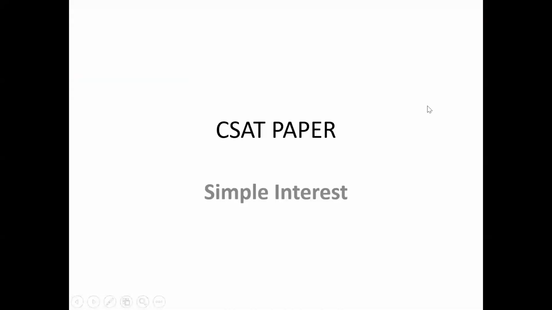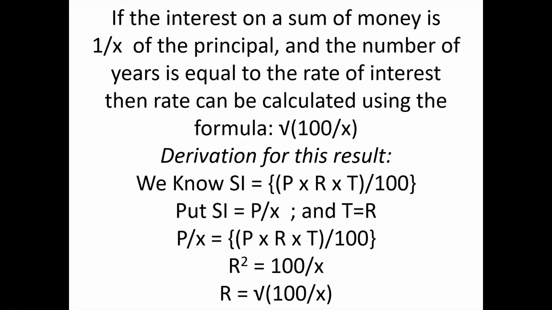Okay. So I think everyone has a basic idea regarding simple interest. I want to give a basic definition. If the interest on a sum of money is 1 by x of the principal and the number of years is equal to the rate of interest, then the rate can be calculated using the formula root over 100 by x.